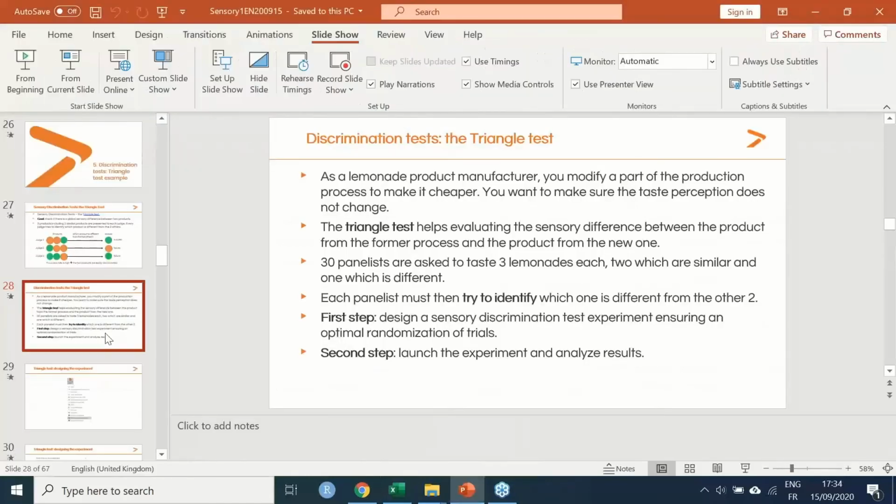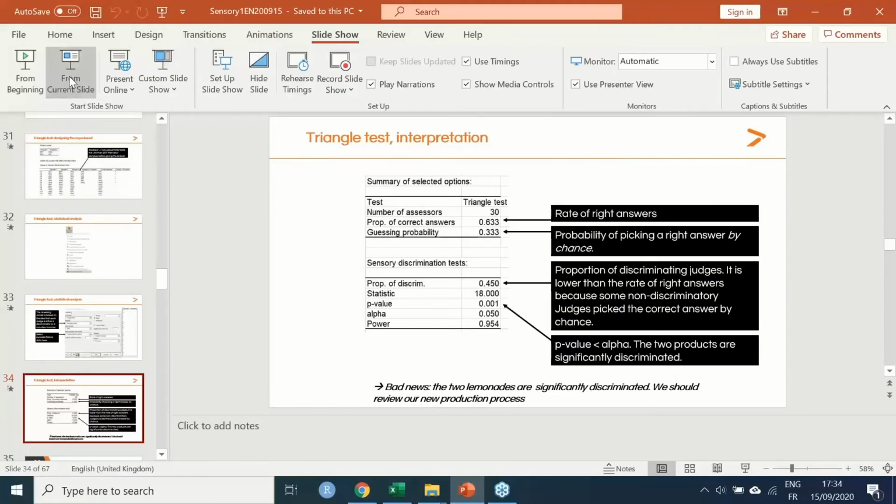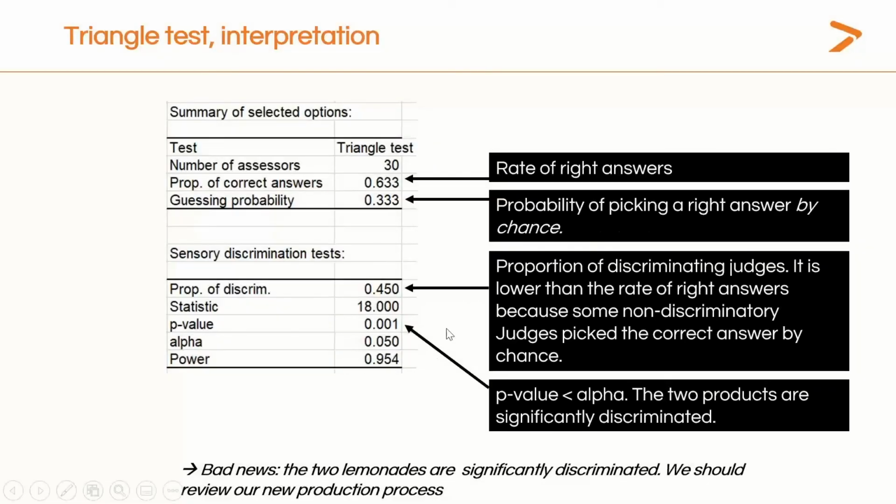I will comment on the results here in the presentation. So first of all, this is the number of assessors, number of panelists. So this number is easy. Then we have the proportion of correct answers. So how many judges or how many assessors were able to detect the product which was different from the two others. This is the guessing probability. So this is the probability of picking a right answer by chance.